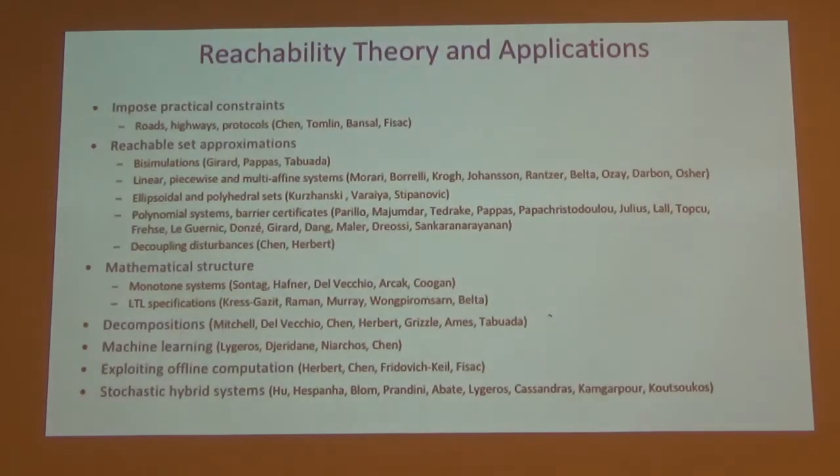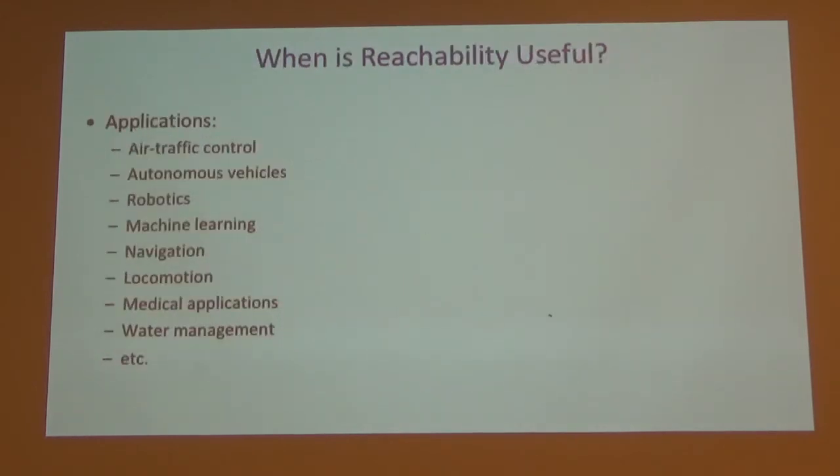And the list really goes on, and here I try to compile the different directions that people are looking into within reachability. This list by no means is exhaustive, so please pardon me if I missed your name somehow. But hopefully by now I've convinced you that reachability has a variety of applications ranging from air traffic control, biological systems, robotics, and machine learning. At a very high level, reachability is useful for probably three main purposes. The first kind of problem that you might be interested in is reaching a goal.